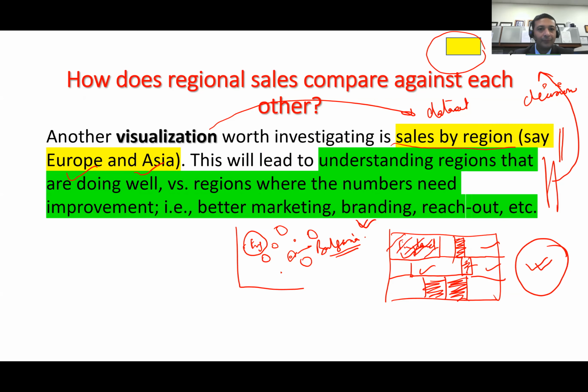Ditto here. How does regional sales compare against each other? You can visualize that very easily. But why? Because then it'll allow you to understand specific regions that are underperforming, that need improvement. Then you can start making strategies in terms of how to better market, how to brand, how to reach out, and so on and so forth.